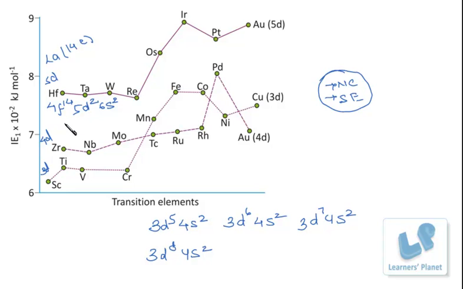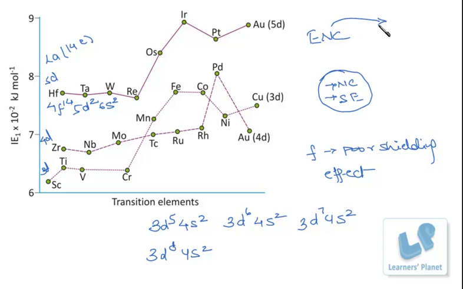Now there are 14 electrons in the f orbital. I have told you that the f orbital has got poor shielding effect. Now due to this poor shielding effect of the intervening f orbital, what happens? The effective nuclear charge increases. Because there is less shielding effect, the effect of the nuclear charge on the outermost electron increases. That is, the effective nuclear charge increases. Due to this increase in effective nuclear charge, the value of ionization energy increases.